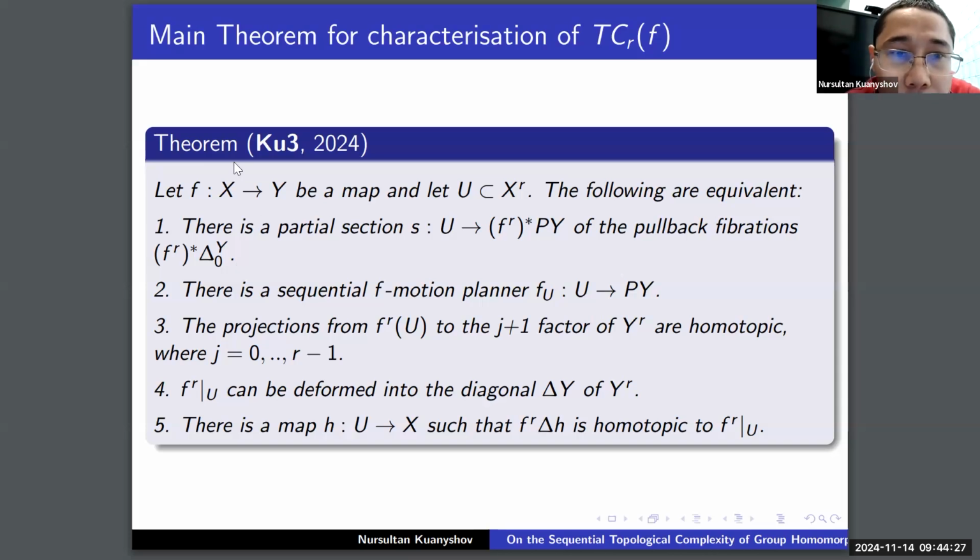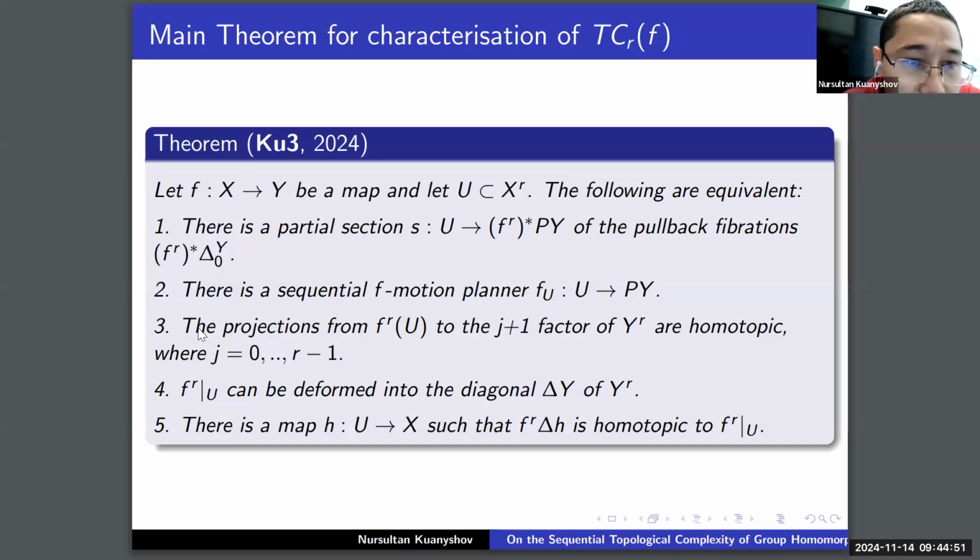Remember, this path space construction is functorial. So now you can pull it back along this map. So now we can define the sequential topological complexity of a map to be just the sequential category of this pullback fibration.